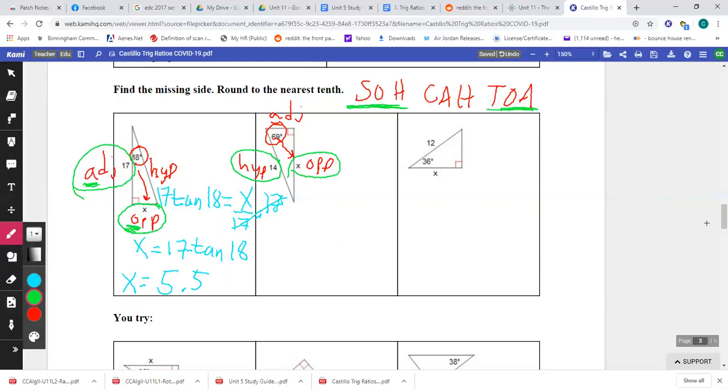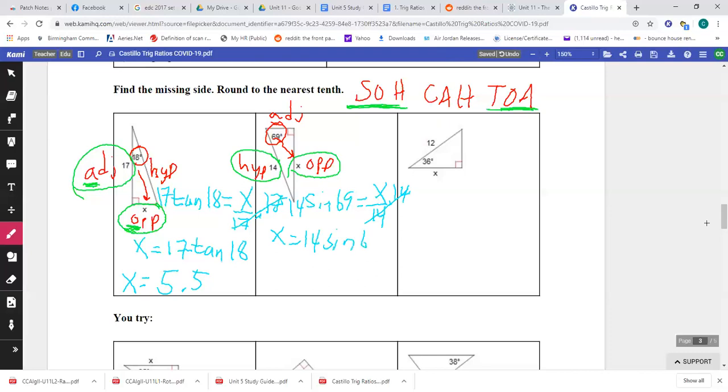So if I'm going to write an equation here, I'm going to use sine. So I'm going to write sine 69 is equal to the opposite, which is x, over the hypotenuse, which is 14. And then now I just solve this like a regular equation. I'm going to multiply both sides by 14. And so x is equal to 14 sine 69.